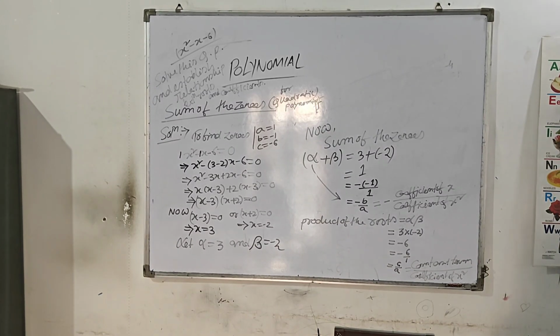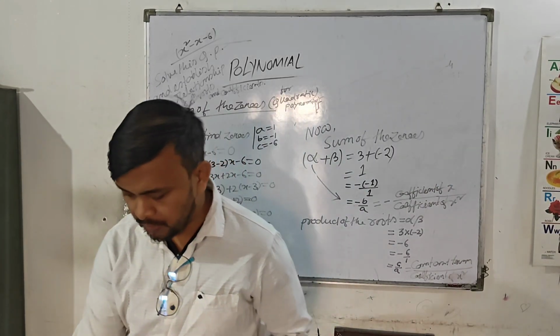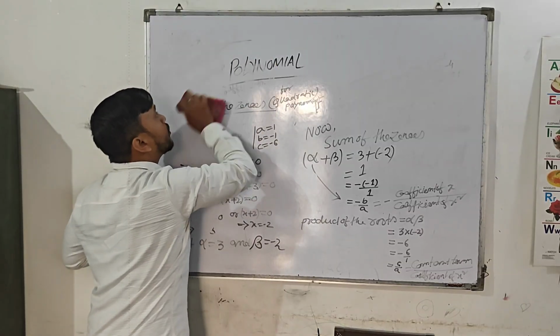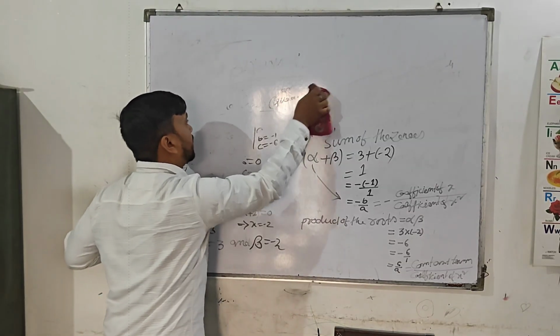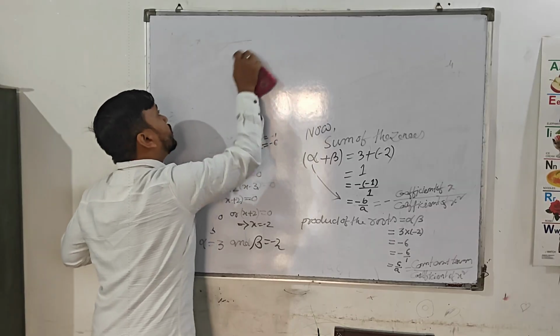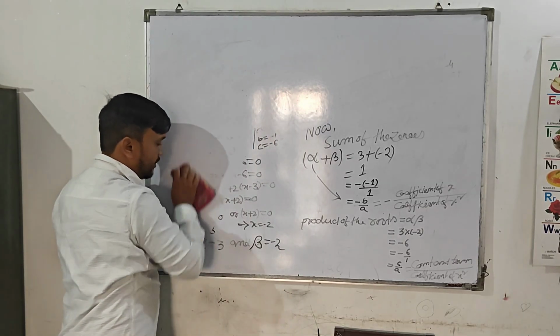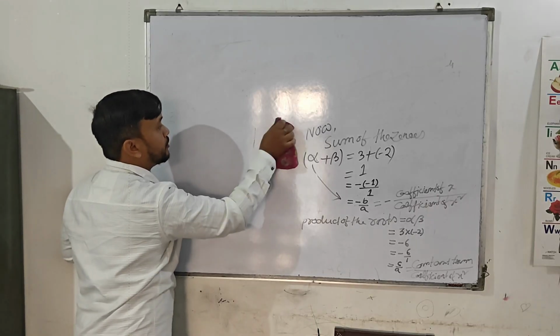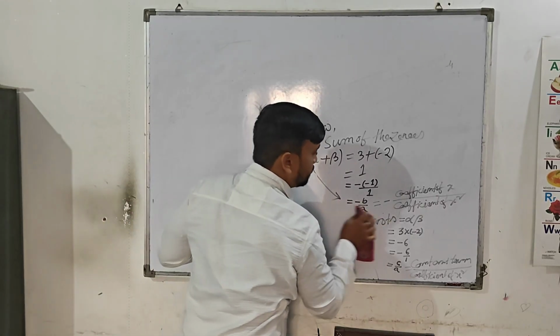So the question was about how to establish a relationship between the roots and coefficients of a quadratic polynomial. If we consider the roots as alpha and beta, how to establish the relationship? Let me show you.